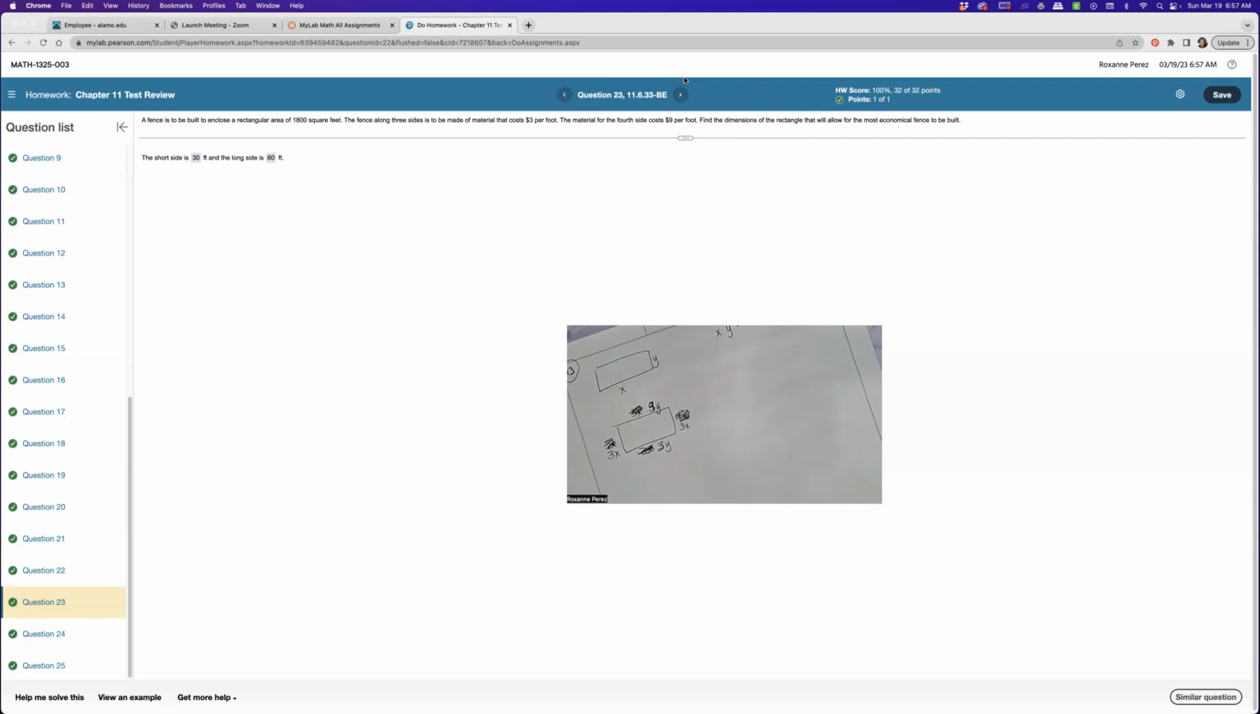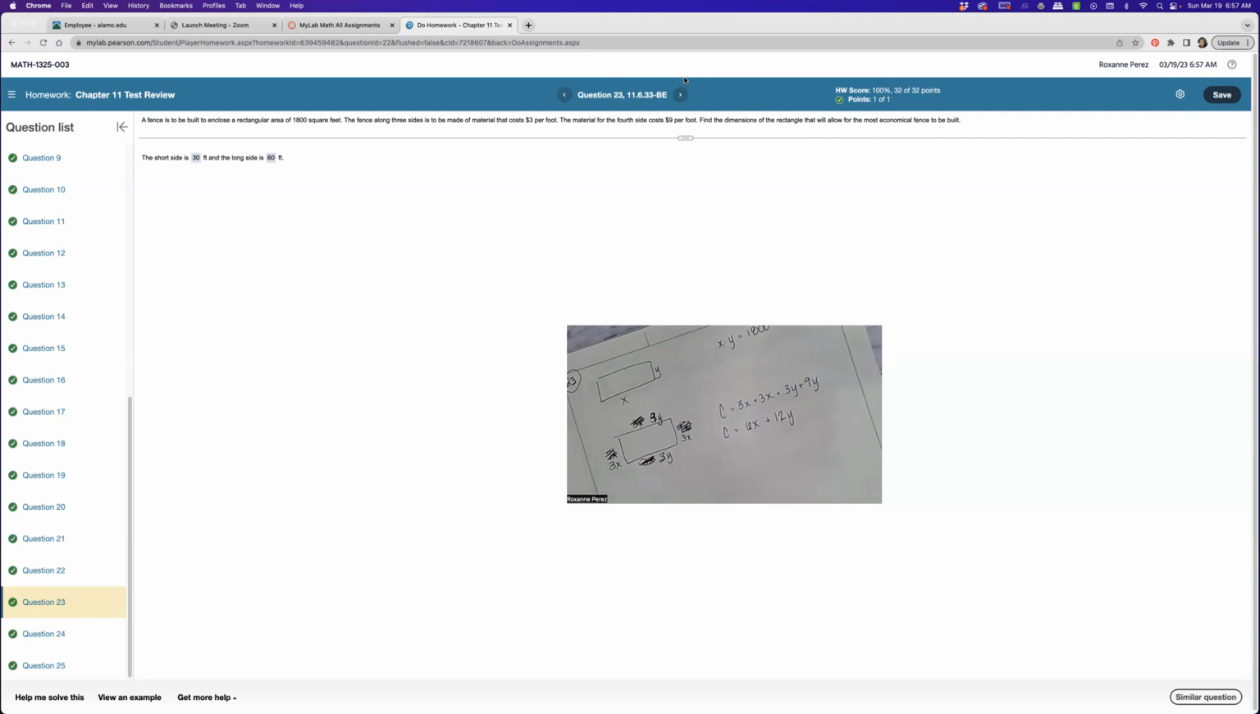Okay. So let's add our sides for the cost. So our cost is 3x plus 3x plus 3y plus 9y. Combine our like terms gives us 6x plus 12y.